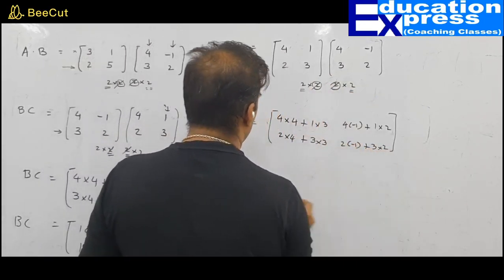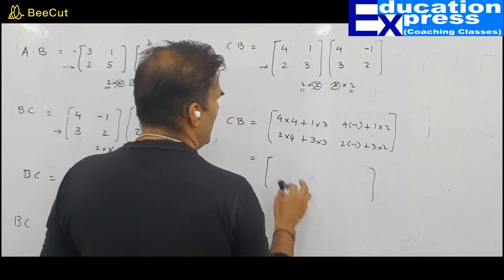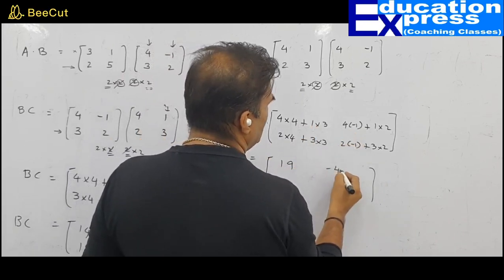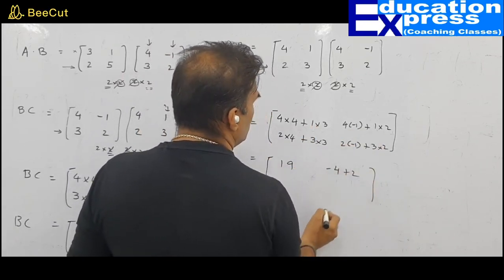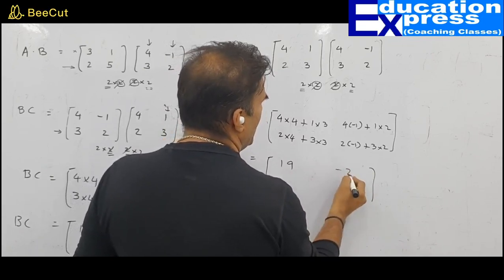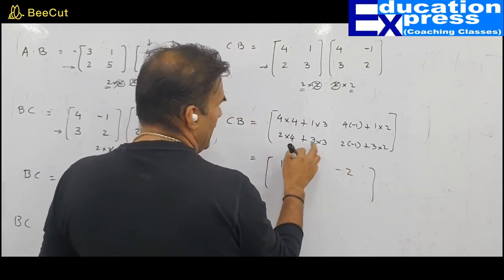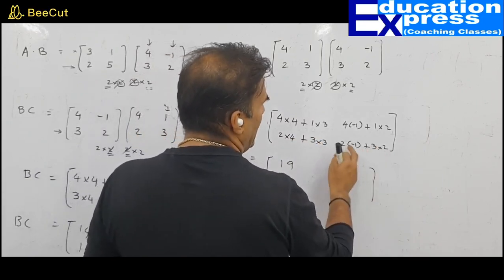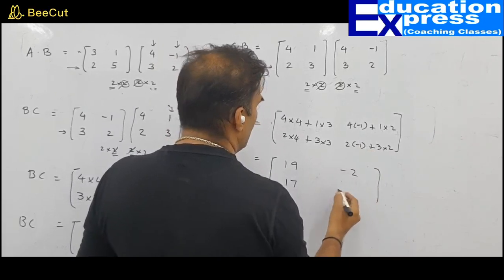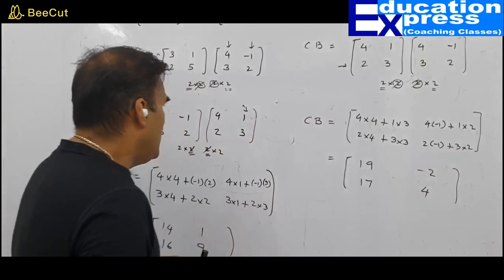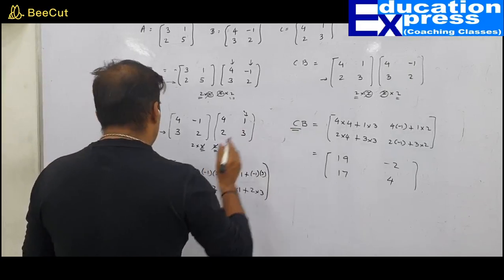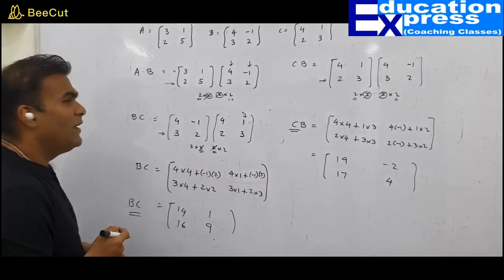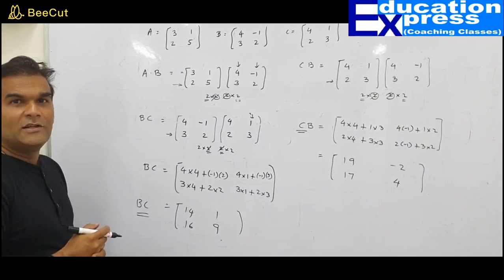When you actually do this, what you get is 16 plus 3, 19. What you get? Minus 4 plus 2, so minus 2. 8 plus 9, 17. Over here, minus 2 plus 6. This is CB. This is BC. Are they same? No, sir. That is the conclusion.